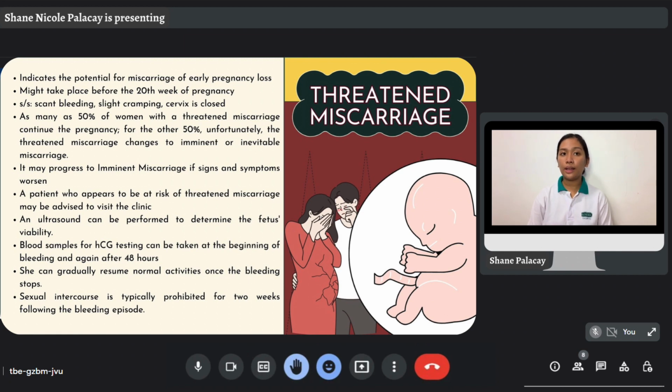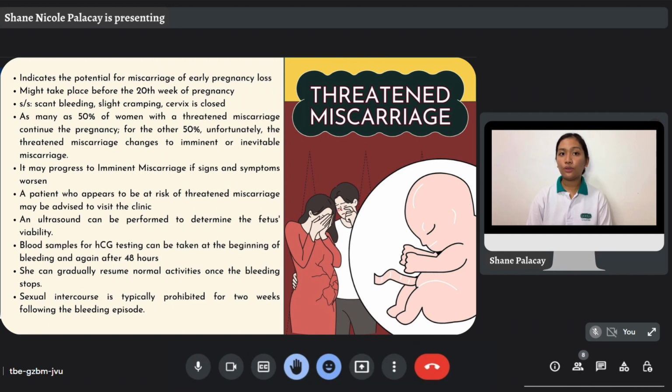For the management, the patient who appears to be at risk of threatened miscarriage may be advised to visit the clinic so that fetal heart sounds can be monitored or an ultrasound can be performed to determine the fetus viability. Blood samples for HCG testing can be taken at the beginning of bleeding and again after 48 hours. If the placenta is still intact, the level in the bloodstream should double in this time.